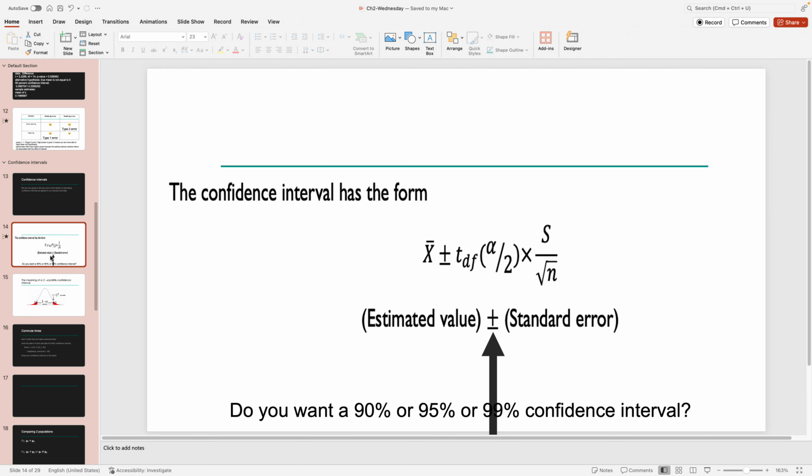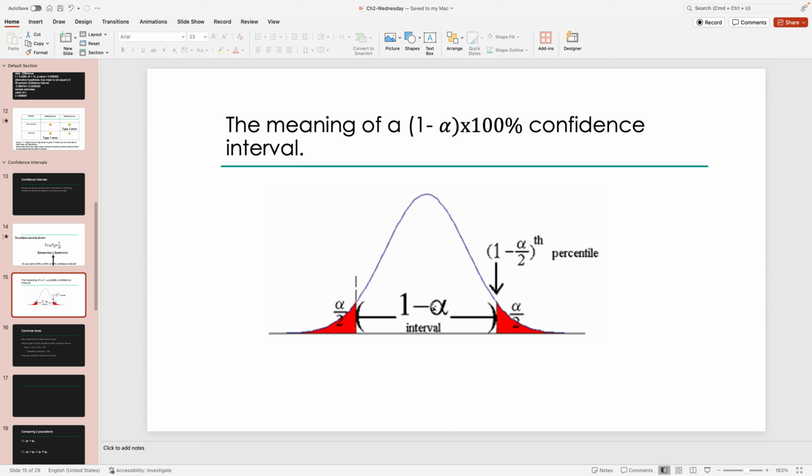Okay, here's another graph of the same thing. So the alpha is your level of significance. So for example, you want a 10% level of significance. This would be a 90% confidence interval, 5% in each tail. So 10 divided by 2 is 5%. Okay.